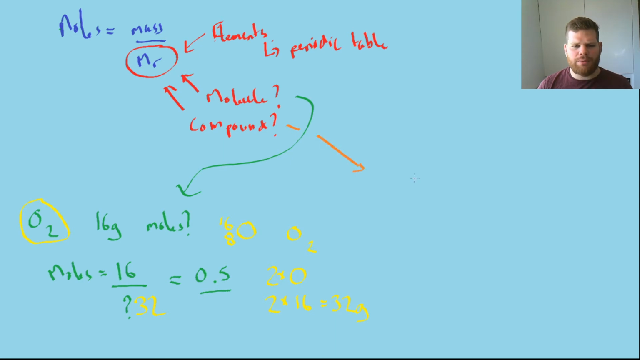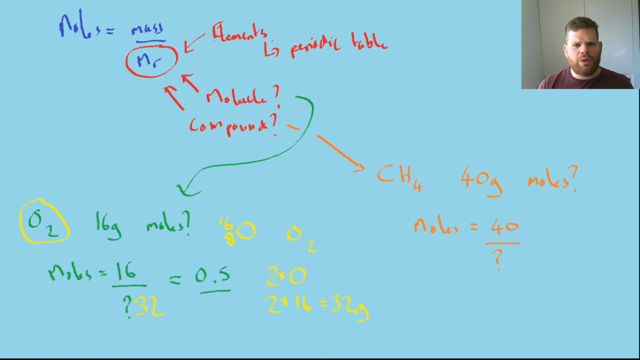What about a compound? Last time round I talked about what if you had methane. Methane is CH4. So let's say, for example, I have 40 grams of CH4. How many moles is that? Again I write out my equation. So I've got moles equals 40 divided by my MR. But again, I don't know what my MR is. How do I work that out?